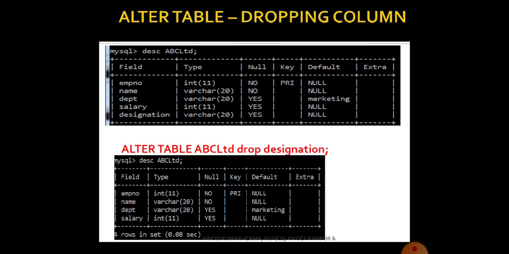Then the next subclause of the alter command is drop. Drop is used for removing an existing column in a table. While we are dropping a column, the column name along with the data within the column will be removed from the table. Look at the syntax in the red color.